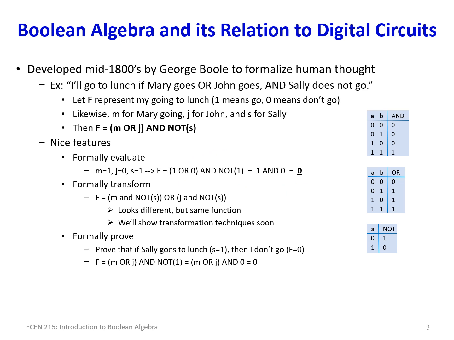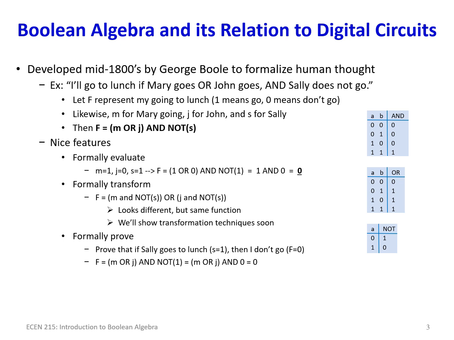Of course, we can transform this using some properties that we're going to soon be talking about. You can transform this function to represent different things. You could say Mary and not S, or John and not S, or not Sally. So you can change the function up, but in the end, it means the exact same thing. We're going to be talking about these transformation techniques soon enough. And of course, we can formally prove things. We can prove that if Sally goes to lunch, in other words, S is equal to 1, then I don't go. F is equal to 0.